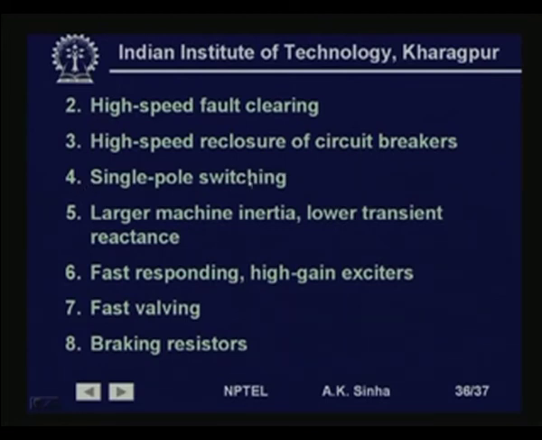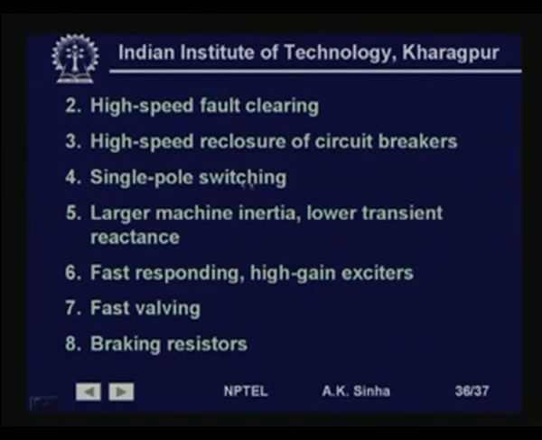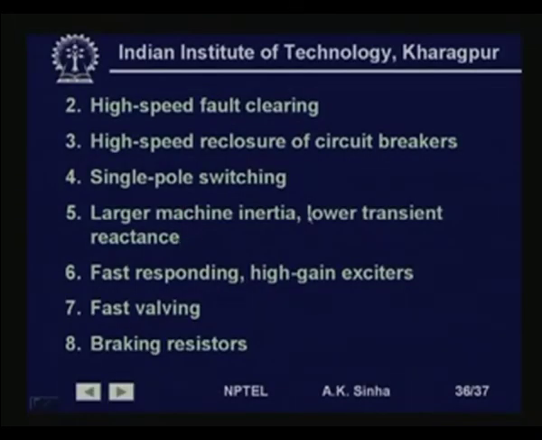Single pole switching is sometimes used, because most of the faults are single line to ground faults. So, instead of switching all the three phases, we switch only the faulted phase. In that case, some power can still be transmitted, that means Pe will not be 0 during the faulted condition. We can use large machine inertia, which will help, because delta angle will change much more slowly, and lower transient reactance will also increase the power transfer capability.